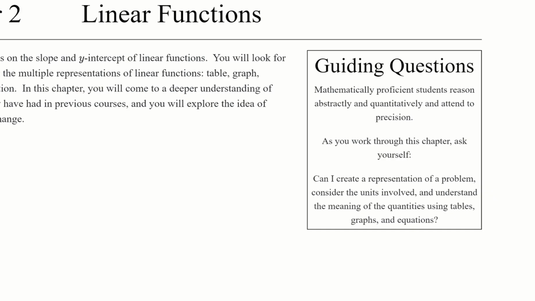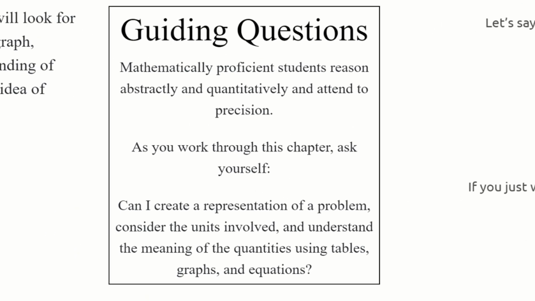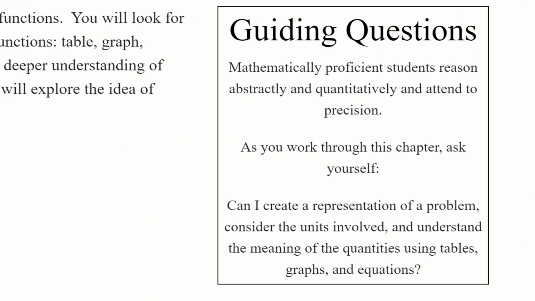And our guiding questions for this chapter. First of all, the first thing here is not a guiding question. It's a statement about mathematically proficient students. They reason abstractly and quantitatively. That means we reason in ways where we're coming up with equations that represent not a specific situation, but all situations. So that's abstract reasoning. Quantitatively is us looking at numbers to maybe build those abstract models.